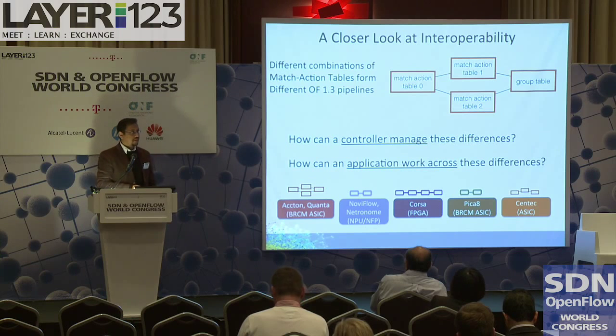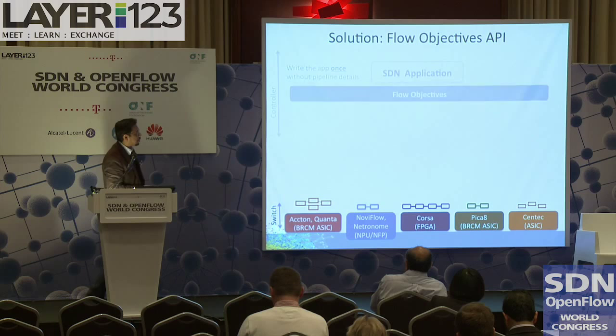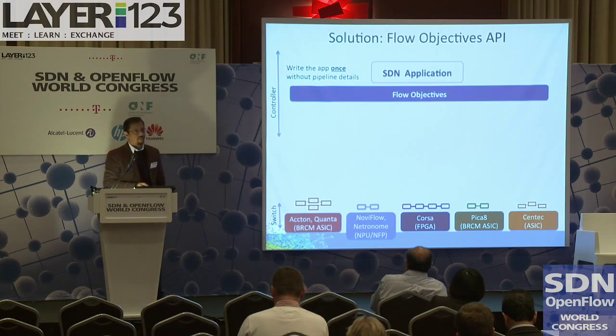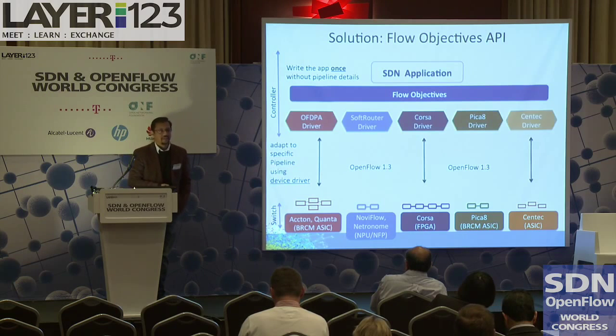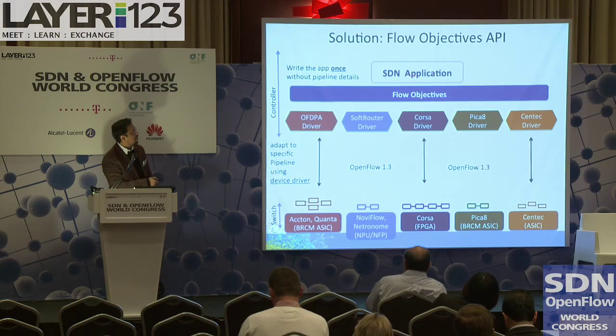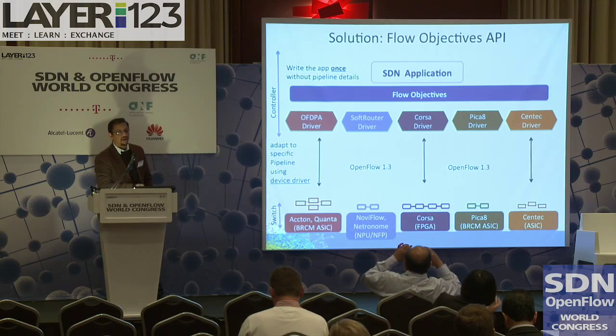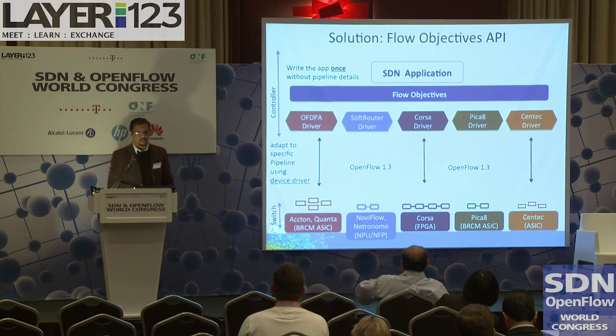And so what we did is that we came up with an idea that we call flow objectives. And the idea over here is that you write the application only once, and you write it in a pipeline agnostic way. So it's not really aware of all of these differences. It only writes to this API. And then this API is implemented by a set of drivers that are actually pipeline aware. So the calls that the application makes then get translated into the actual rules that are understood in the tables down in the switch.